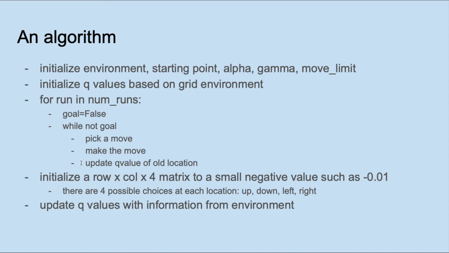As long as we haven't achieved the goal, we'll pick a move, make the move, and update the Q values. Before doing that, we'll have to initialize a row by column by 4 matrix, 4 because of the 4 possible moves: up, down, left, right. We'll initialize those to a small negative value. And then as we go, we're updating the Q values with information from the environment.